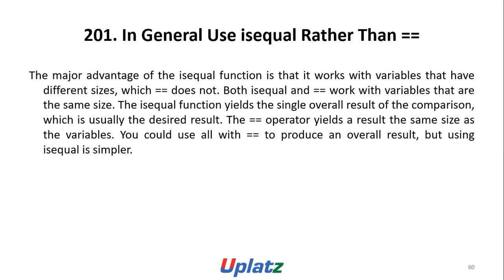In general, use isequal rather than the equal to operator. The major advantage of isequal is that it works with variables that have different sizes, which equal to does not. Both isequal and equal to work with variables that are the same size. The isequal function yields a single overall result of the comparison, which is usually the desired result. The equal to operator yields a result the same size as the variables. You could use all with equal to produce an overall result, but using isequal is simpler.